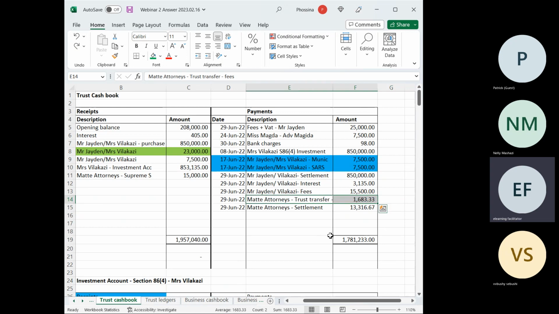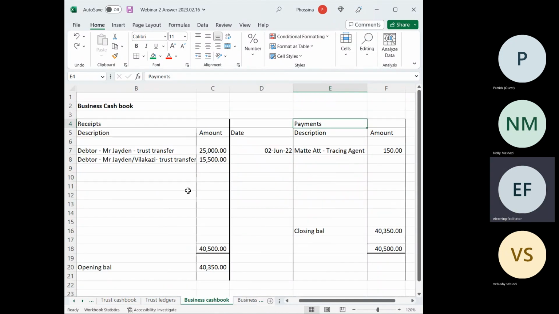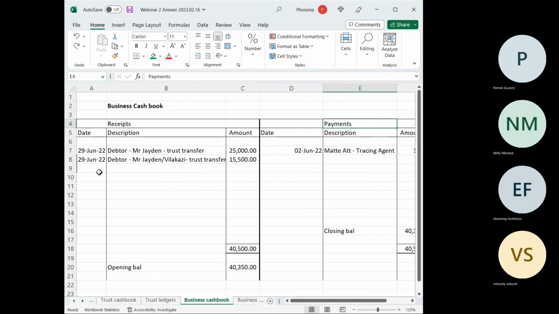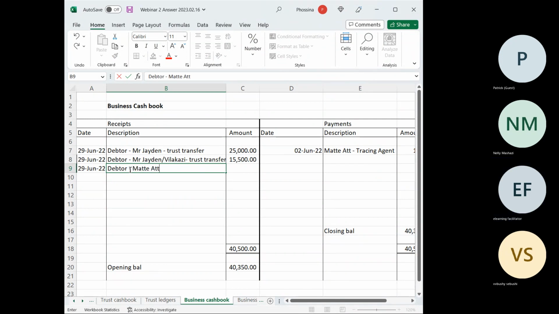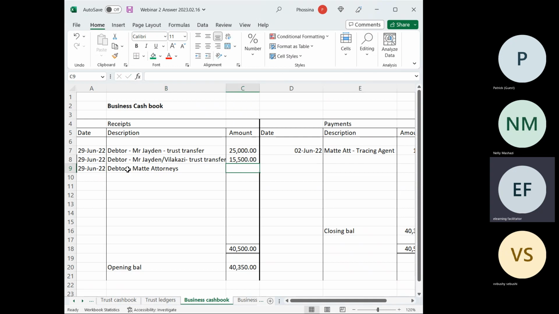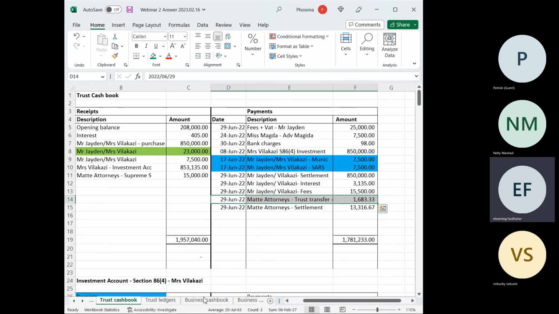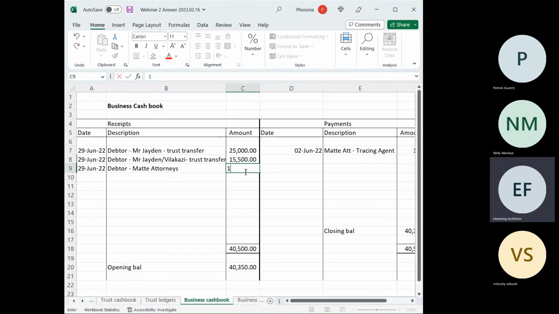Okay, and to close off, in our business account, we're going to receive this. This is what we are receiving in our business account. So we come to our business, 29 June 2022. Our data, which is Met Attorneys, like that. And then how much? 1,683.33, like that. So this is what we are collecting for our fee as well as effort.